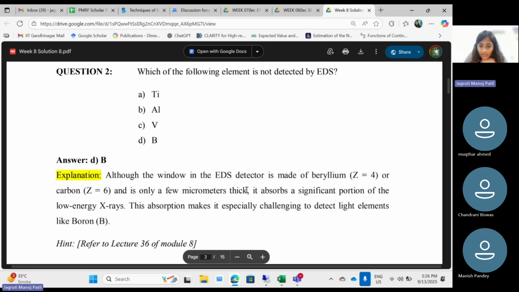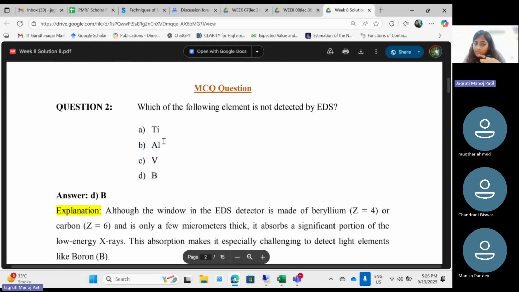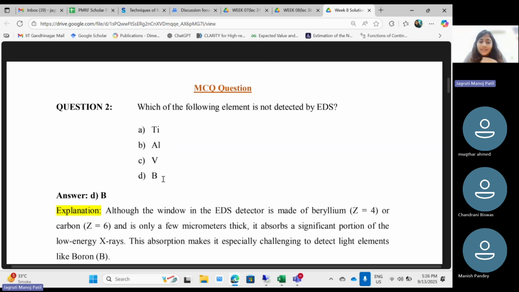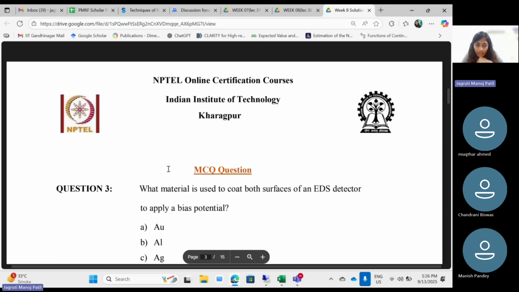And it's only a few millimeters thick. It absorbs a significant amount of X-ray energy. So the absorption makes it especially challenging to detect the lighter elements like boron. Okay, so lighter elements cannot be detected. If you look at the range, titanium is heavier, this one heavier, this one heavier, and this is the lighter element. So accordingly, that won't be detected.